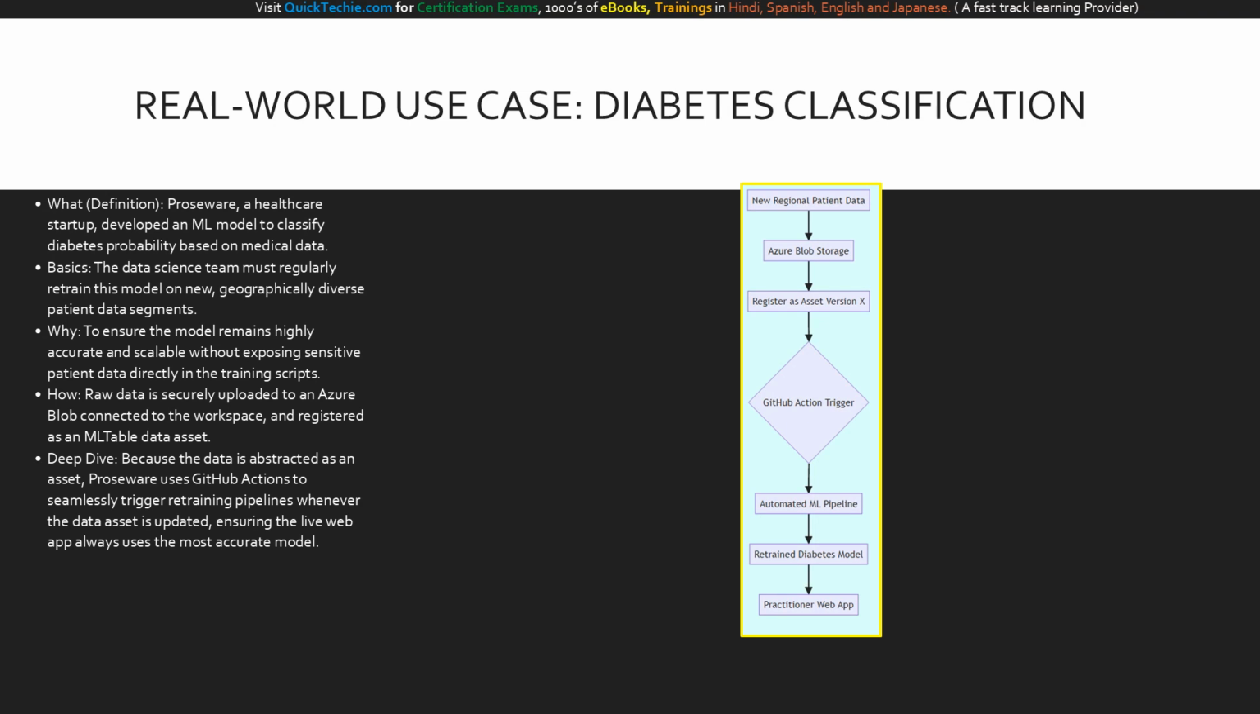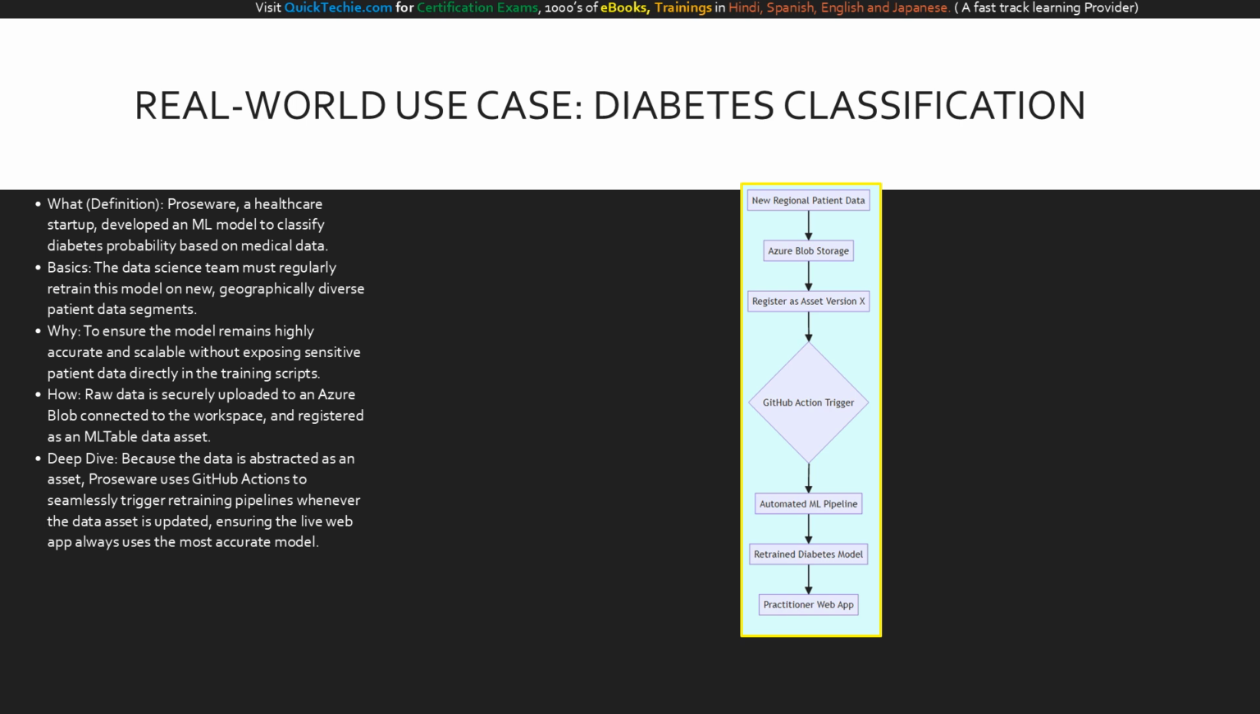Let's tie this together with a real-world use case. Prosware, a healthcare startup, built a classification model to predict diabetes based on patient medical records. Because disease factors shift based on geographical locations, the data science team must constantly update the model with new data segments. They couldn't safely hardcode raw data paths containing patient files into their scripts.